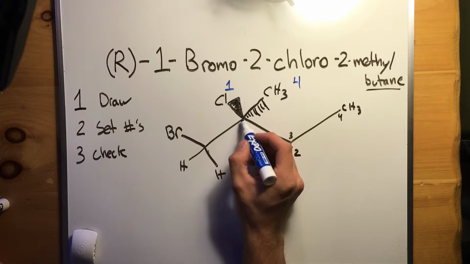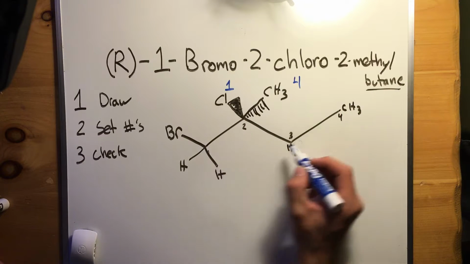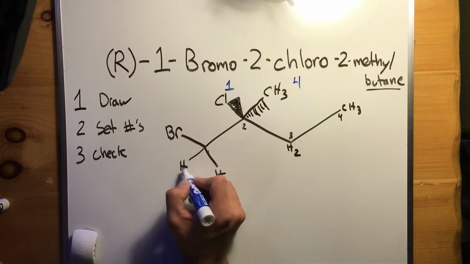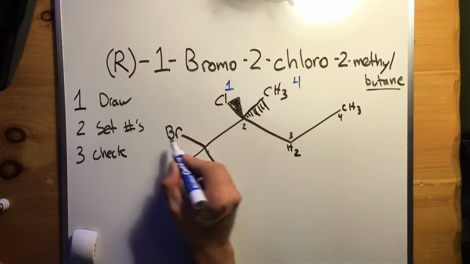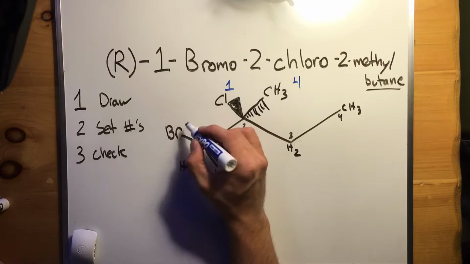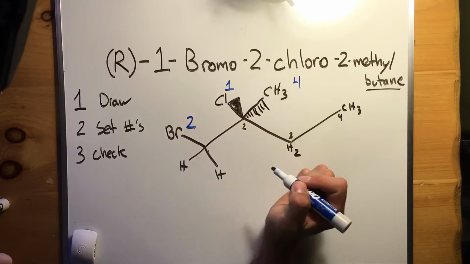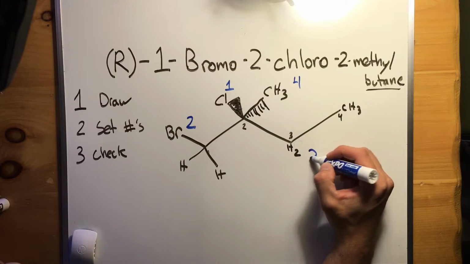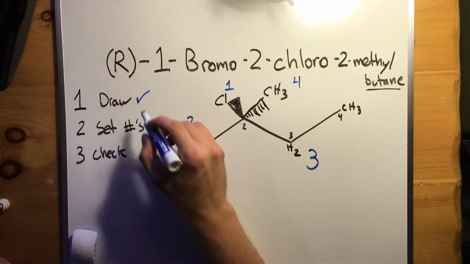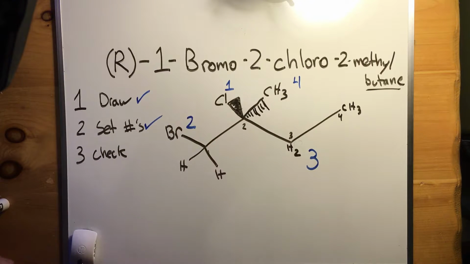So if we go one step out this way, we get carbon, carbon. Well, that's not it. So we go one more step, hydrogen, hydrogen, bromide. And if we go one more step, we get carbon, hydrogen, hydrogen, hydrogen. So we know that this is our priority 2 group, making over here our priority 3 group. So we've drawn it. We've set our priority groups.